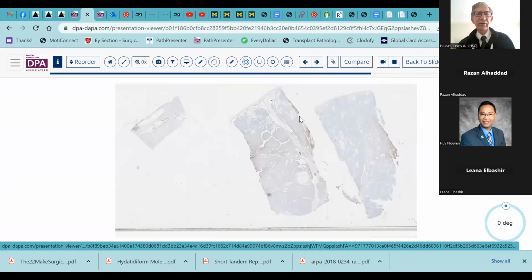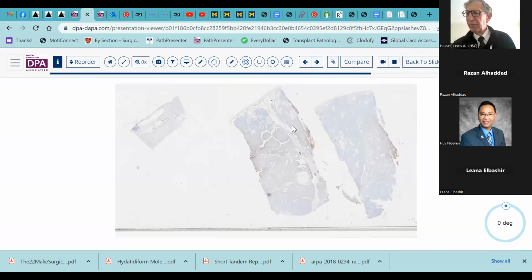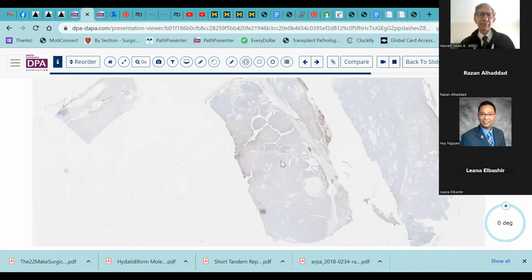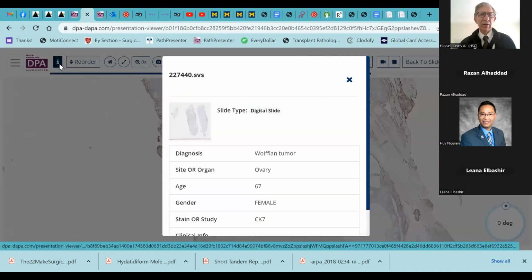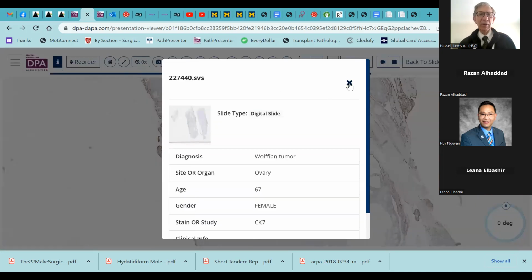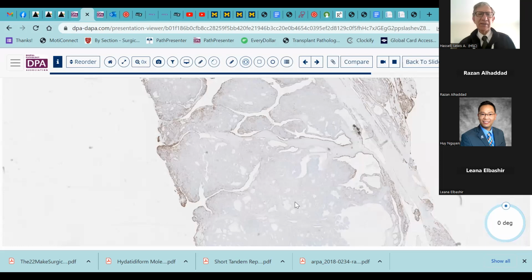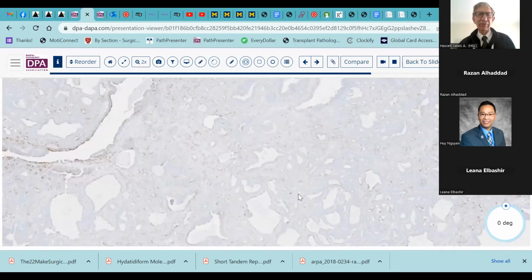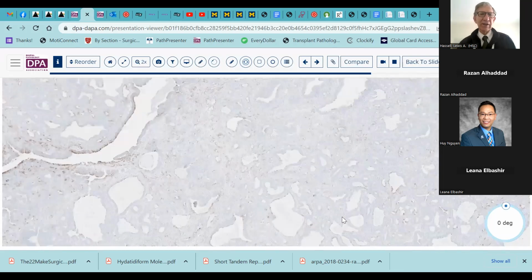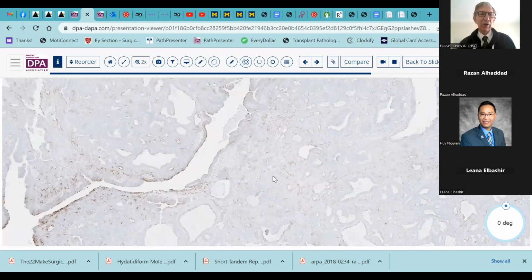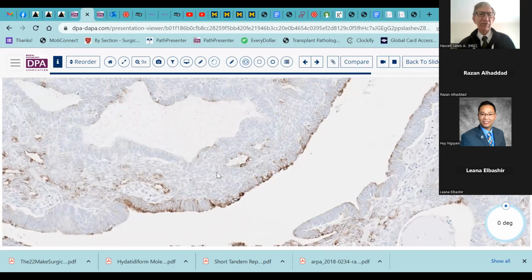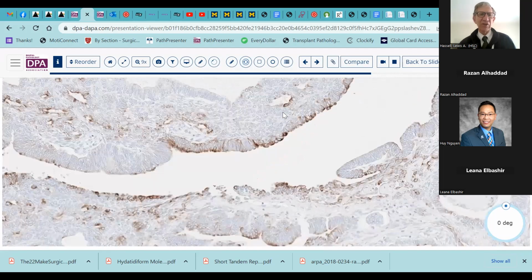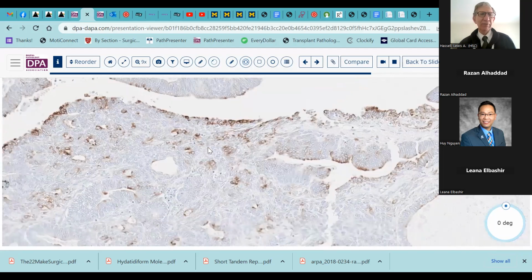And here is our PAX8 stain. Let me make sure that that's right. I'm looking at PAX8 here. Oh, this is CK7, excuse me. So CK7 is largely negative. So that's an interesting finding because most endometrioid carcinomas we would expect to be much more strongly positive and diffusely positive. Here there's just kind of patchy positivity.